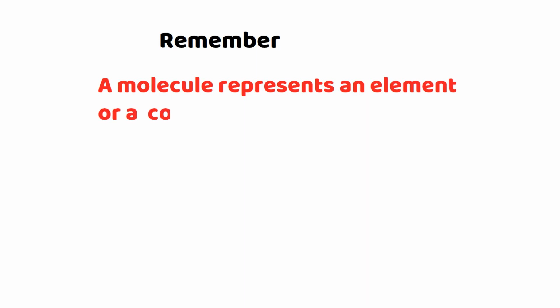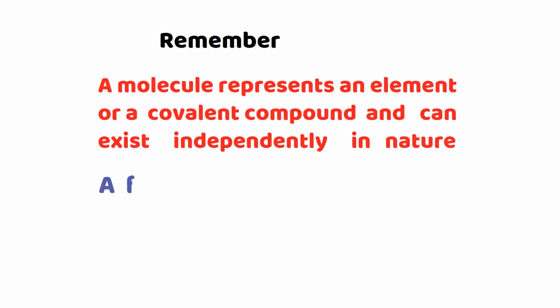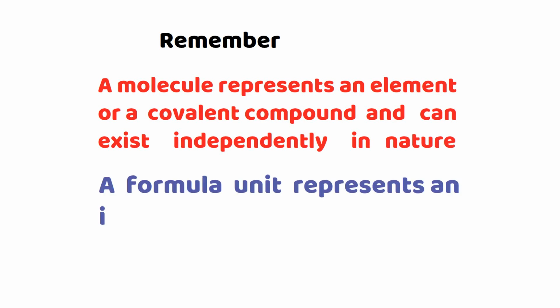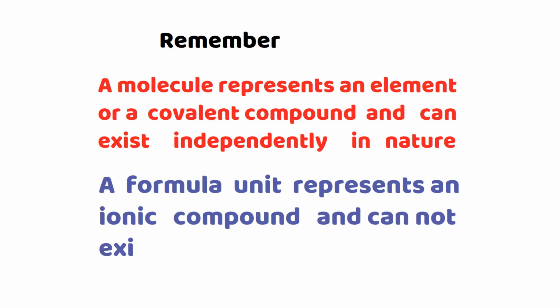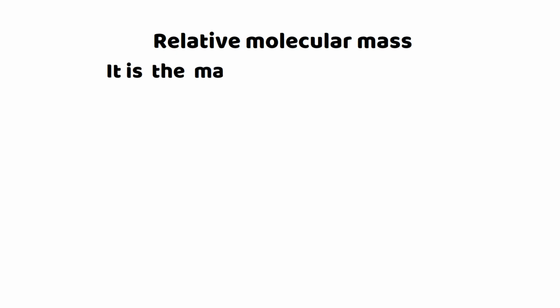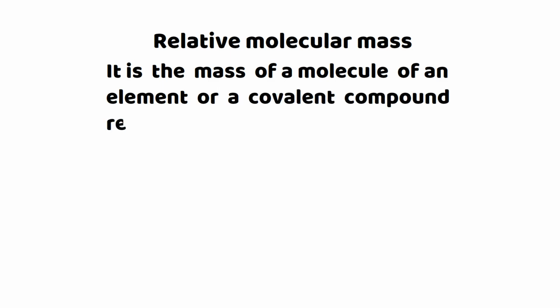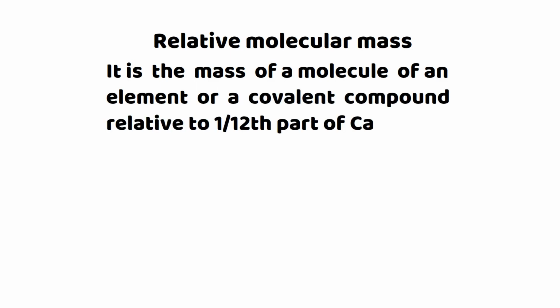Remember, a molecule represents an element or a covalent compound and can exist independently in nature, while a formula unit represents an ionic compound and can't exist independently in nature. Now guys, let's define the terms relative molecular mass and relative formula mass. First, the relative molecular mass. It is the mass of a molecule of an element or covalent compound relative to 1/12th part of carbon 12.